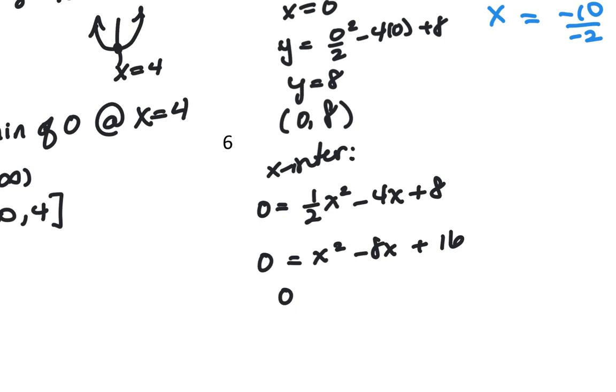And so this does factor. It's a perfect square trinomial. It is x minus 4, the quantity squared, so it tells me that x is equal to 4, excuse me, not 0. x is equal to 4. So I have the x-intercept, one and only one, at x is equal to 4.